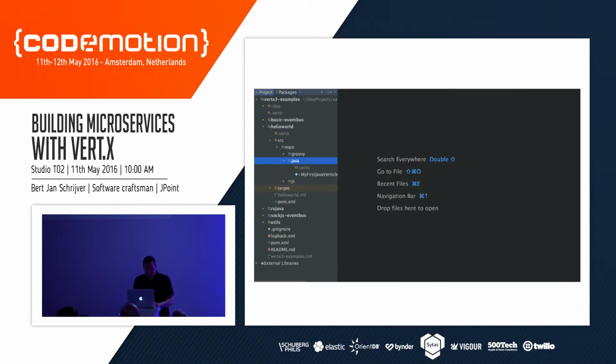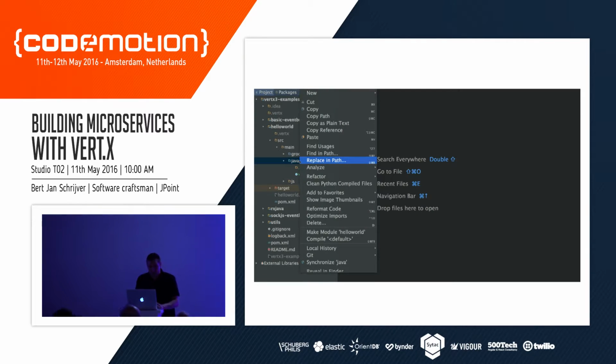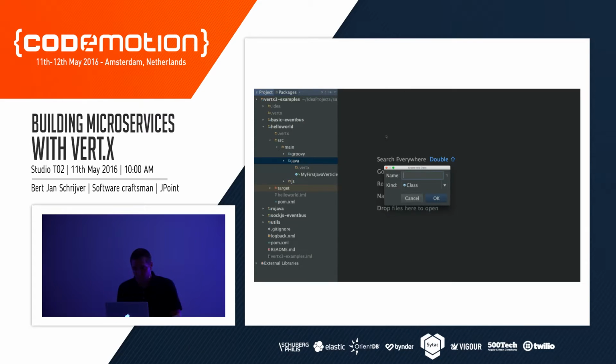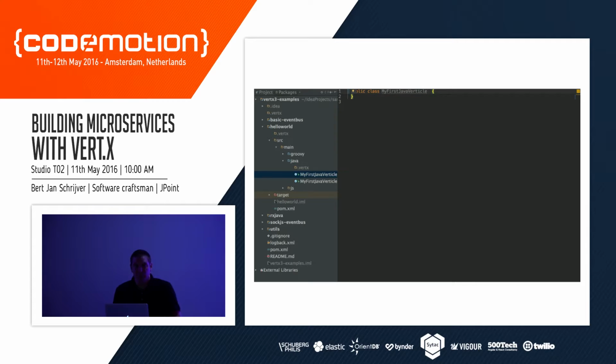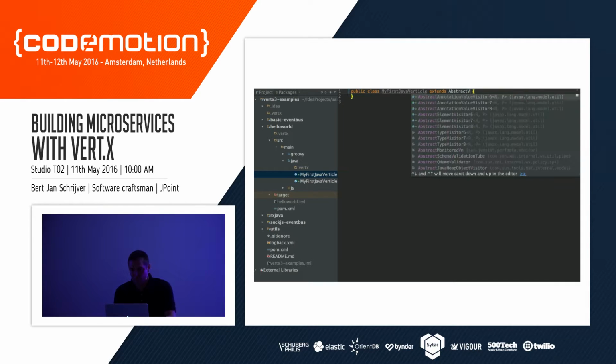All right, so let's first start with a basic hello world application. This is readable, should be right. My first Java vertical. The unit of execution in Vert.x is called a vertical. A vertical is basically a simple Java class which extends from the Vert.x base class, which is called AbstractVerticle.